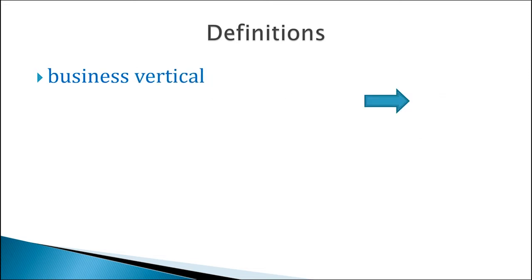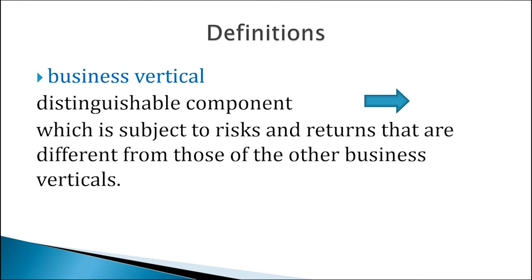Then is the business vertical. Business vertical is a distinguishable component which is subject to risks and returns that are different from those of the other business verticals. So for example, if the company has two different kinds of business, that is a business vertical, a distinguishable component which is subject to risks and returns that are different from the other one. So that is business vertical.